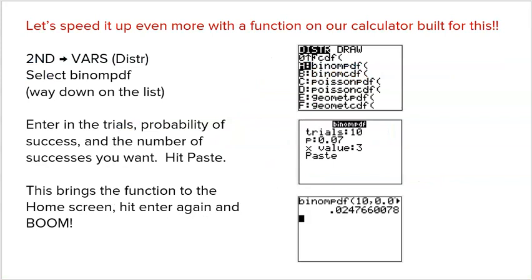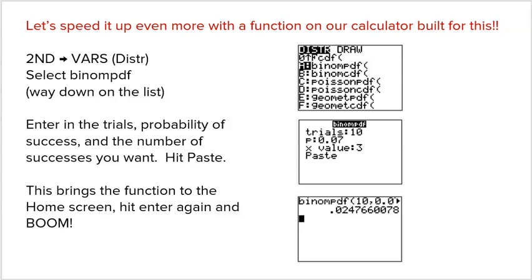Here's a quick summary to remind you how to utilize Binomial PDF, because this is going to be very helpful on a test or quiz because it does all the work for you, especially multiple choice. So if you want to pause and take notes here, 2nd VARS is how you get to your distribution list. Select choice A, Binomial PDF, type in the number of trials, type in the probability of success, and then type in how many successes you want. And boom, it gives you the answer.